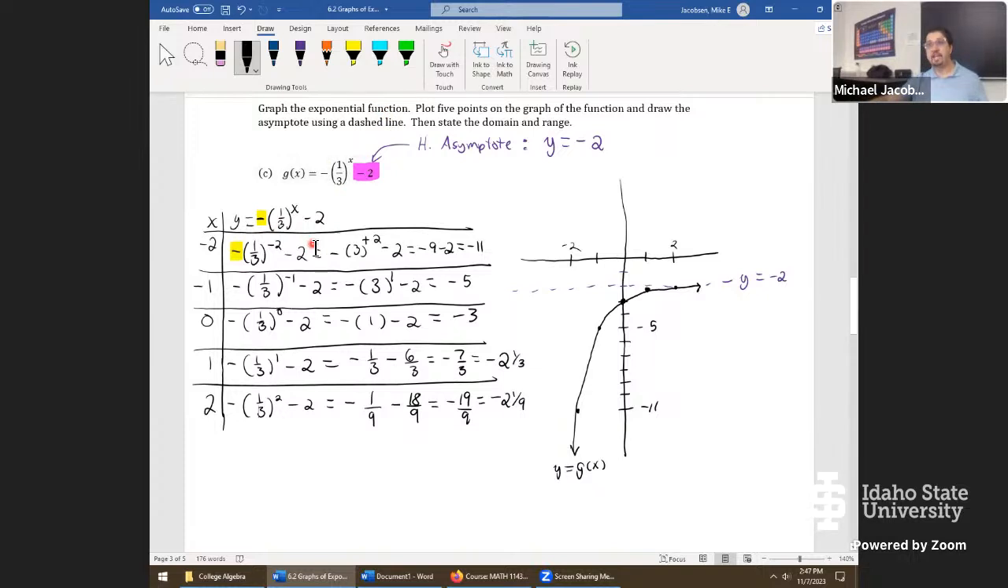So if you can do, say, parts A and B, then you're in great shape. Try out part C and some of the review problems, just to get extra practice. Well, let's take a look.